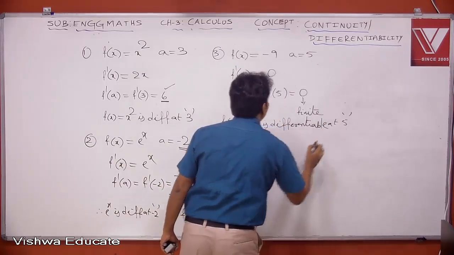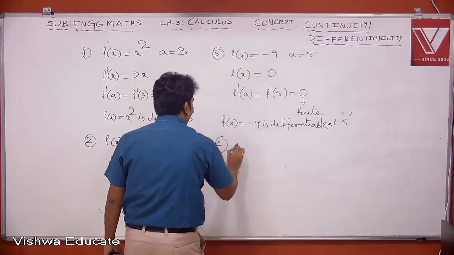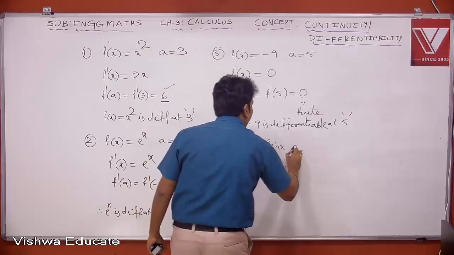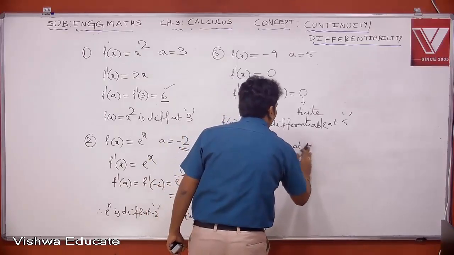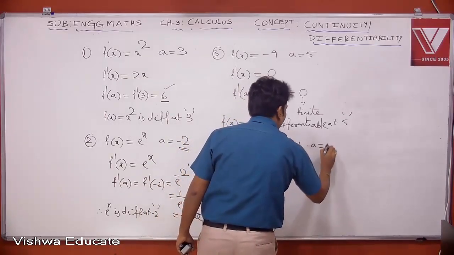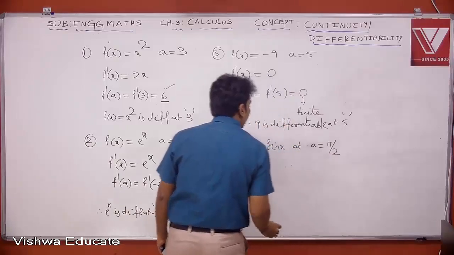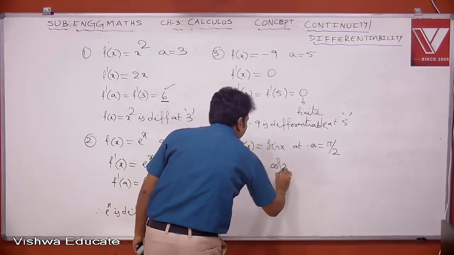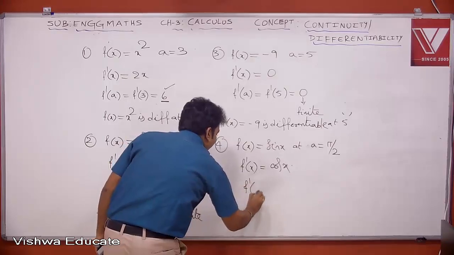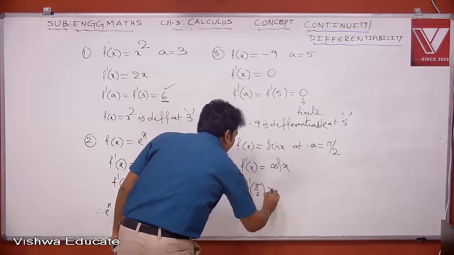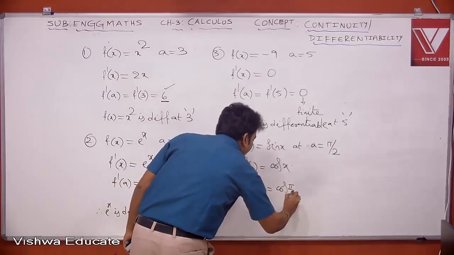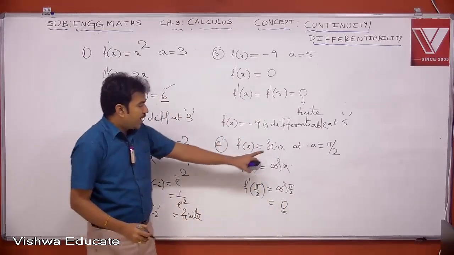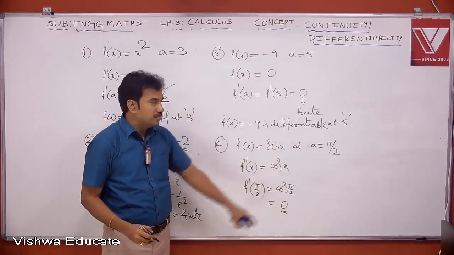Now let us take f of x equal to sin x at, for example, a equal to pi by 2. So what is the derivative of sin x? This is cos x. Now replace x by a. Here a value is pi by 2. So this is cos 90 degrees. This value is 0. It is finite. Therefore, sin x is differentiable at pi by 2.